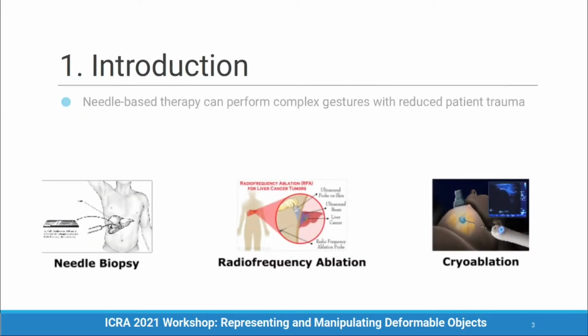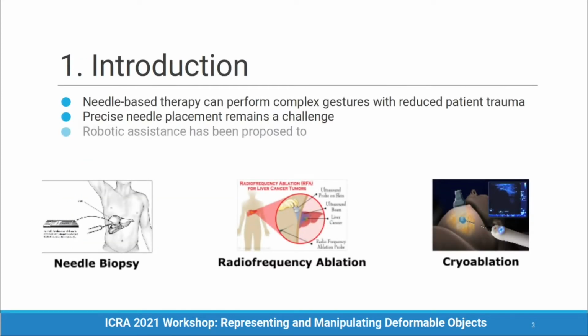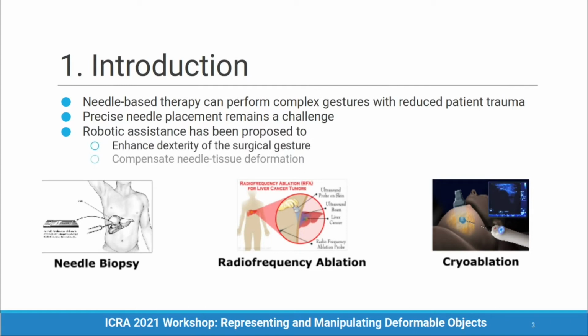In this work, we addressed needle-based therapies, in which precise needle placement remains a challenge. Robotic assistance has been proposed to both enhance the surgical gesture and to compensate the complex couple between needle and tissue during the needle insertion. In this work, we'll target specifically how the robot can account for the motion of these deformable bodies.